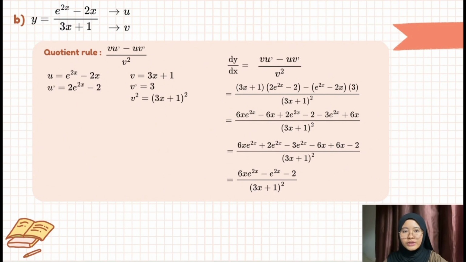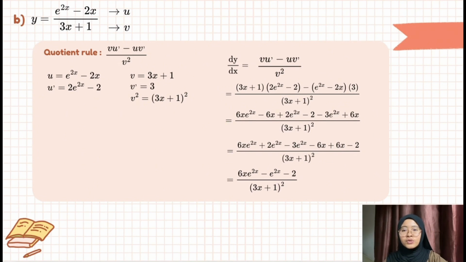So all the values we need to substitute into the quotient rule, vu prime minus uv prime over v squared. And we got 3x plus 1 times 2 exponential to the power of 2x minus 2, minus exponential to the power of 2x minus 2x times 3, over 3x plus 1 squared. And we need to expand the numerator, and we got 6x exponential to the power of 2x minus 6x plus 2 exponential to the power of 2x minus 2 minus 3 exponential to the power of 2x plus 6x over 3x plus 1 squared.